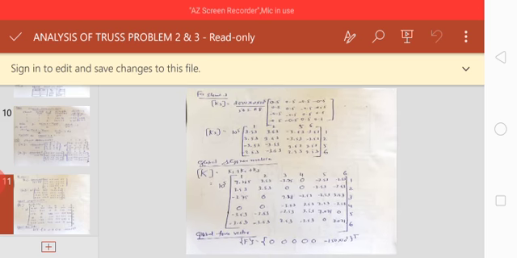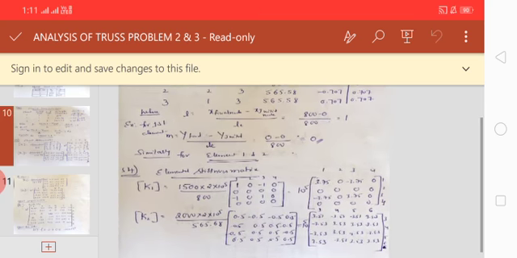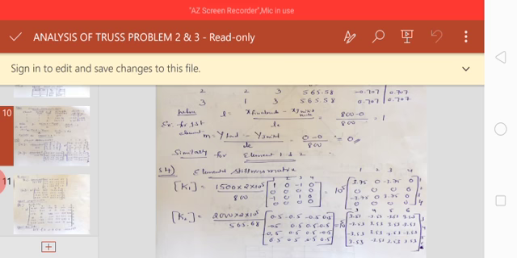Element 5 cross 1 is available. What is the value? Minus 3.53. Again go for 6 cross 1. Again that is available in the same K3 stiffness matrix, that is minus 3.53. Similarly, you go for 1 cross 2 now. 1 cross 2 is available in the K1 stiffness matrix, that is 0.